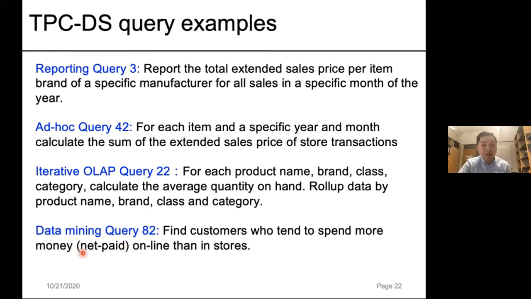And the final category is data mining queries. These queries analyze the data to predict future trends and behaviors. For example, Query 82 finds customers who tend to spend more money online than in stores.